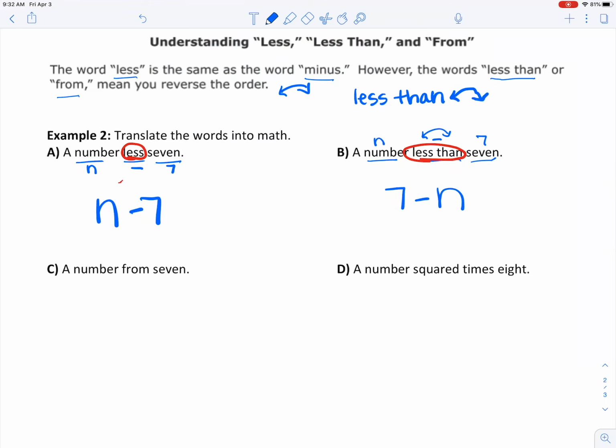Okay, looking at letter C. A number from 7. So a number, we know that from is minus, and 7. But from, as it's set up above, is also a turnaround word. So this one is a turnaround word. So we're going to write down 7 minus n.